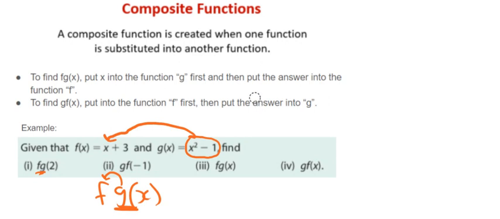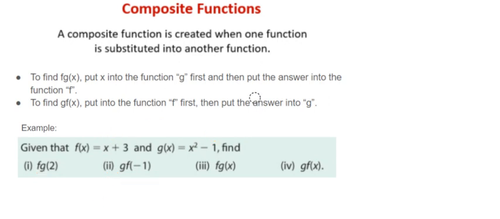And then likewise, if I was asked to find g of f of x, I'm going to take the function f, because f is closest to the bracket here, and I'm going to put all of that in instead of the x in here. So it'll go in instead of that x. So that's basically what it means. Composite functions is all about putting one function into another.